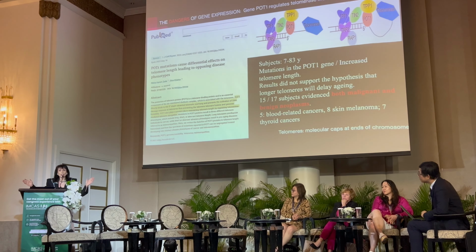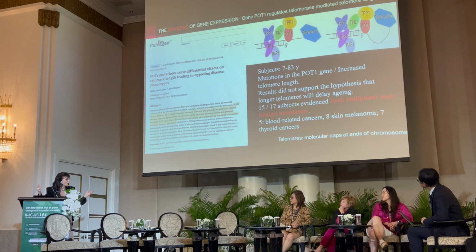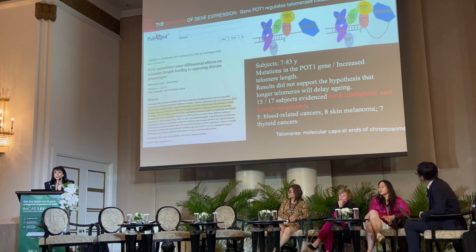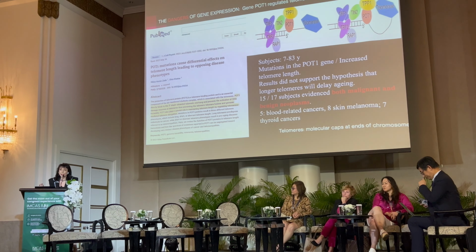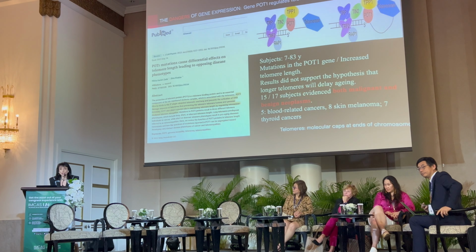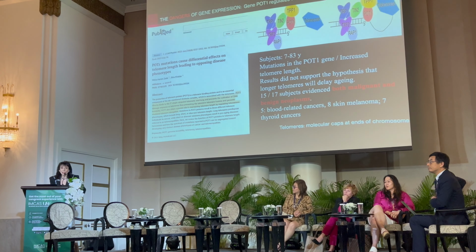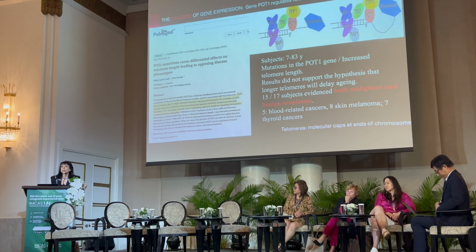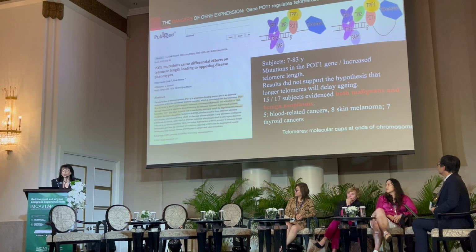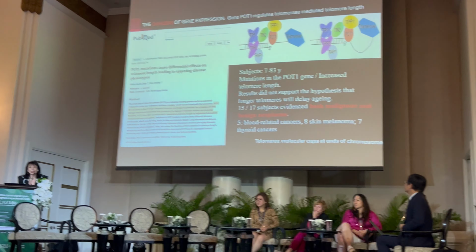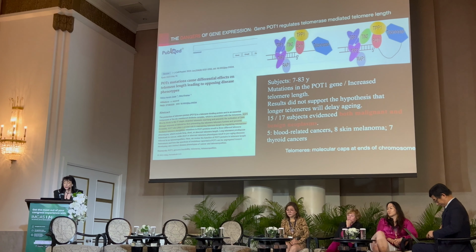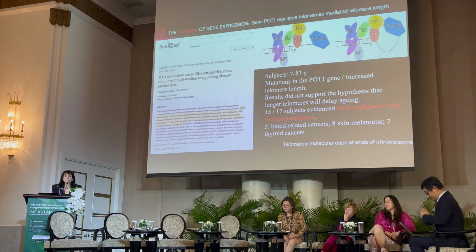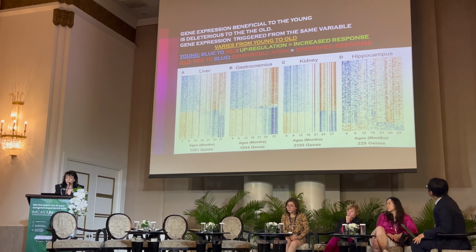Now, you've heard about telomerase, and there are creams with telomerase, a lot of marketing about telomerase. Well, there was a study with a mutation on the PhD gene that basically regulates telomerase, increases telomerase, and these people had very long telomeres, and you would expect them to live longer. It was the opposite. As a matter of fact, they developed cancers and malignant and benign neoplasms. Five of them had blood-related cancers, 8 had skin-related cancers, and 7 melanoma, thyroid cancers.